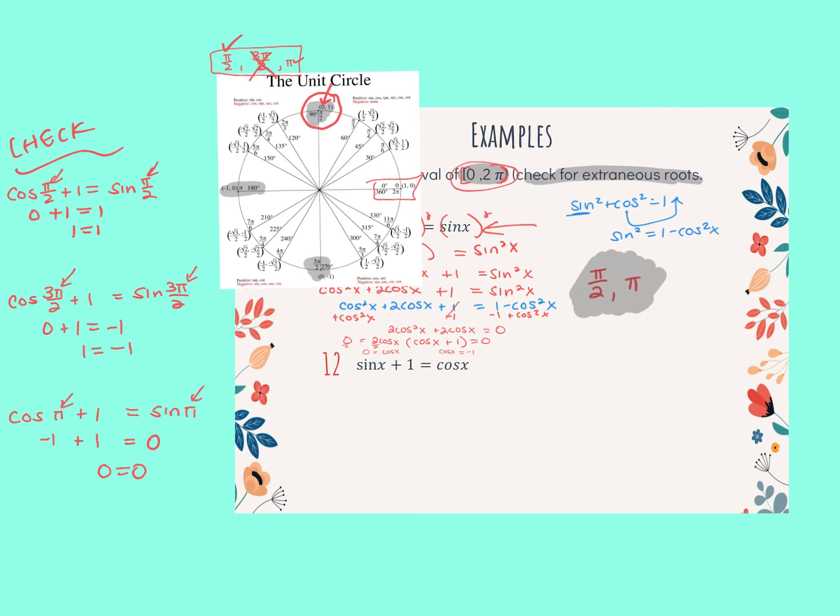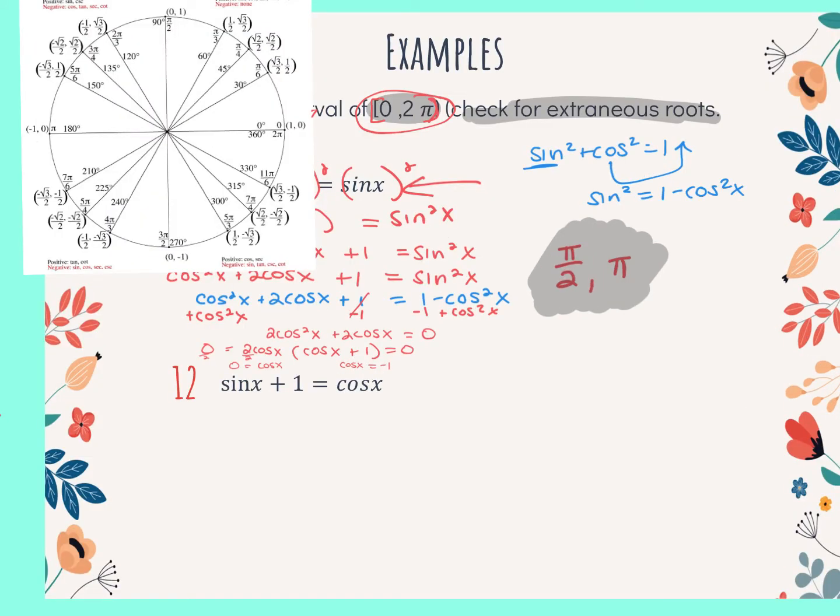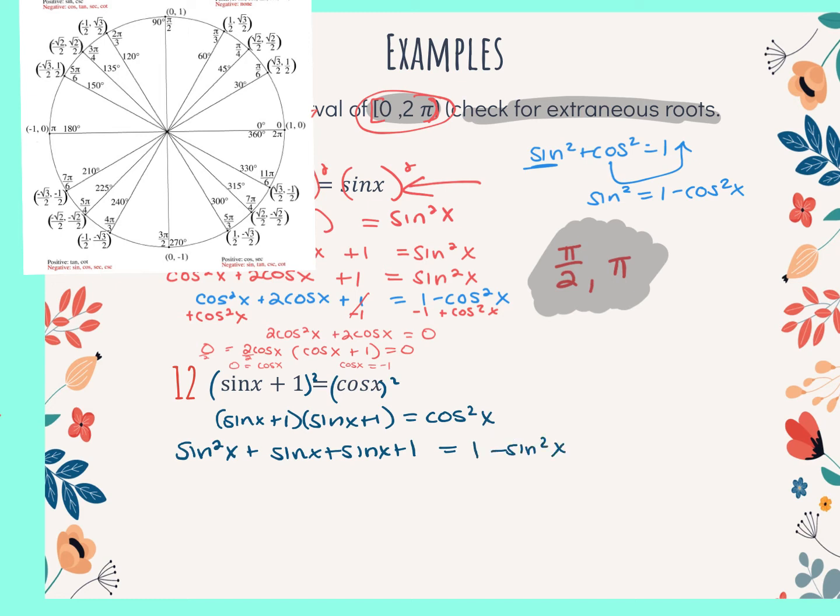All right. Same concept for 12, so you try it. Start by squaring both sides. Actually, no, that doesn't necessarily mean it's wrong. So this would be sine x plus 1 times sine x plus 1. Sine squared x plus sine x plus sine x plus 1 equals, and that's cosine squared, which, oh good, 1 minus sine squared x.